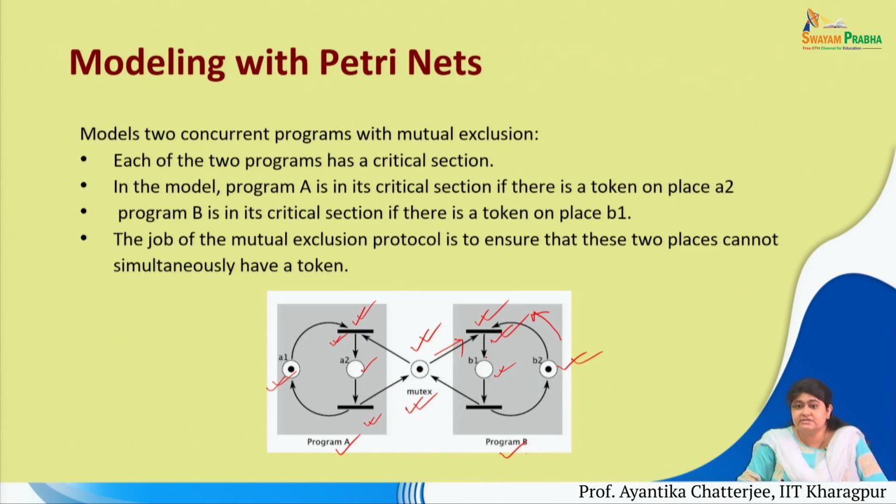So, this is the concept of mutual exclusion, and we have seen how it is modeled with Petri nets. Just check in the slides: each of the two programs has a critical section. In the model, program A is in its critical section if there is a token on place A2, and program B is in its critical section if there is a token in place B1. The job of the mutual exclusion protocol is to ensure that these two places cannot simultaneously have a token. We have seen how that is ensured.